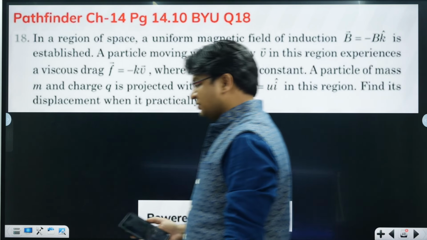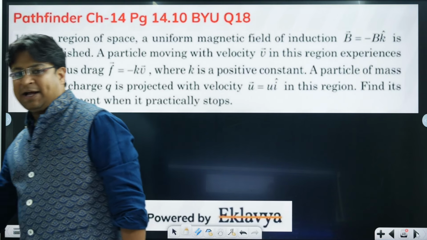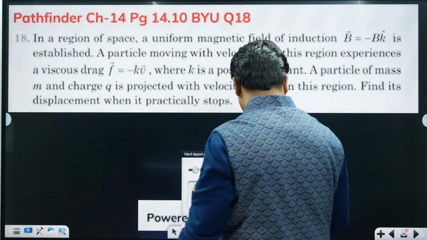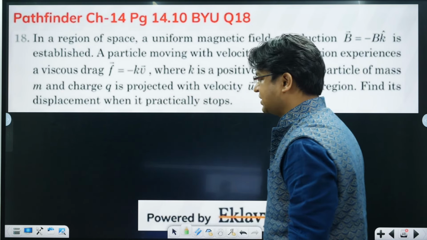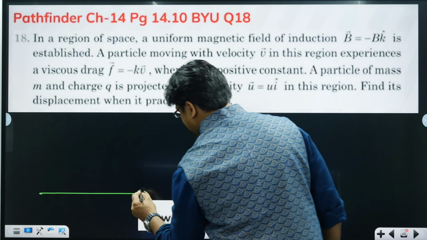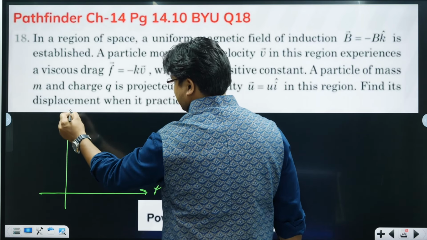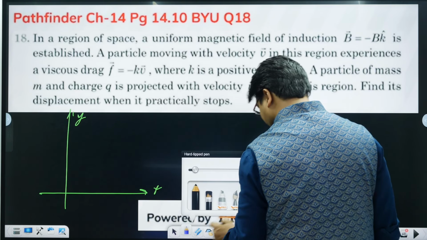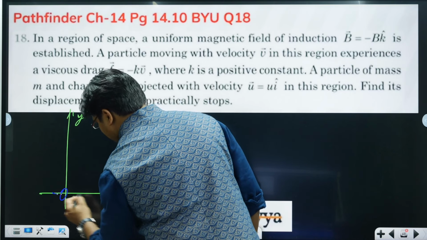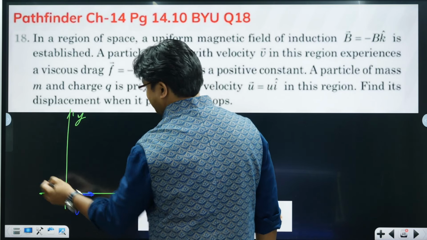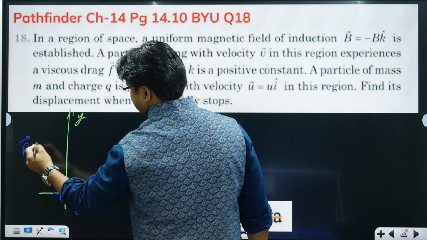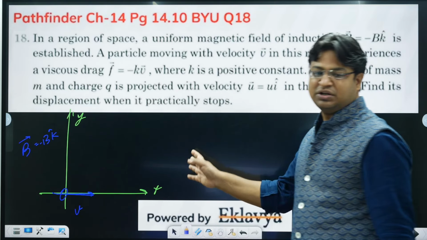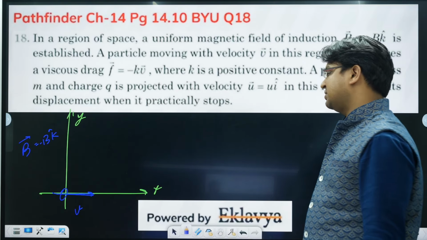So dear students, see, same situation that we have discussed. The only difference is that we have projected it along the x-axis. So in this question, this is x-axis. Let's say this is y-axis. Now the particle has been projected along x-axis with a speed u. Otherwise, everything is same as what we used for our derivation, like the magnetic field is along the k direction, and things like this.